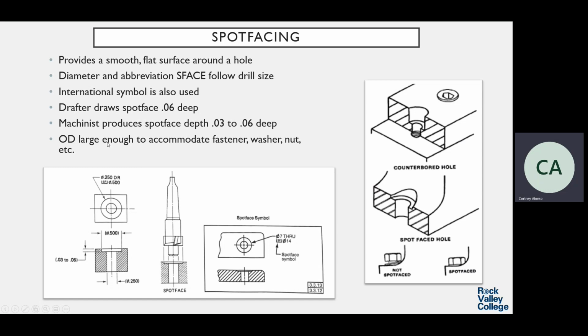And then the outside diameter has to be large enough to accommodate a fastener, washer, or nut. So like here you have this rounded edge, and then you needed to accommodate for this fastener. So you had to create a flat surface, is what I did here. Here you don't have a spot-faced area, and you can see that's up a little bit.